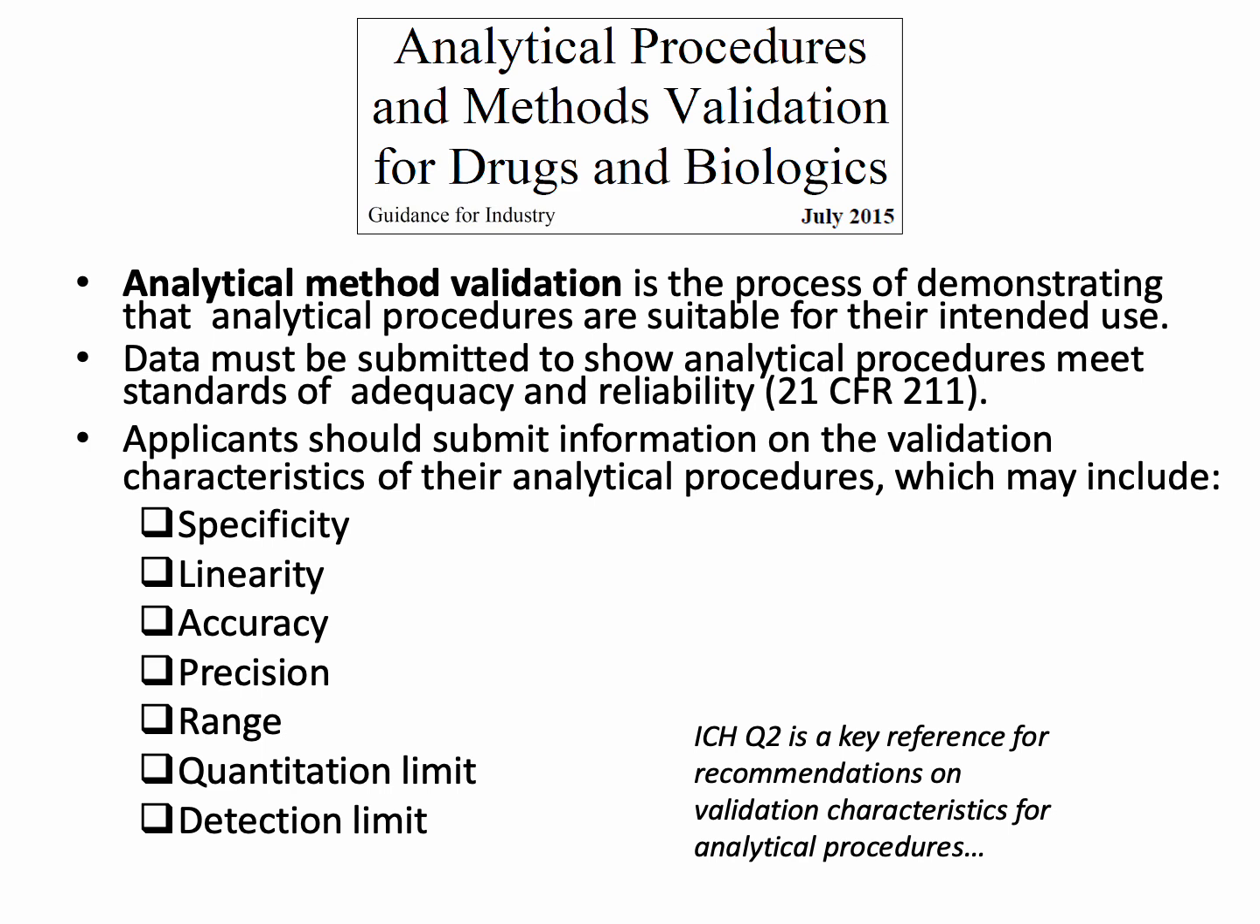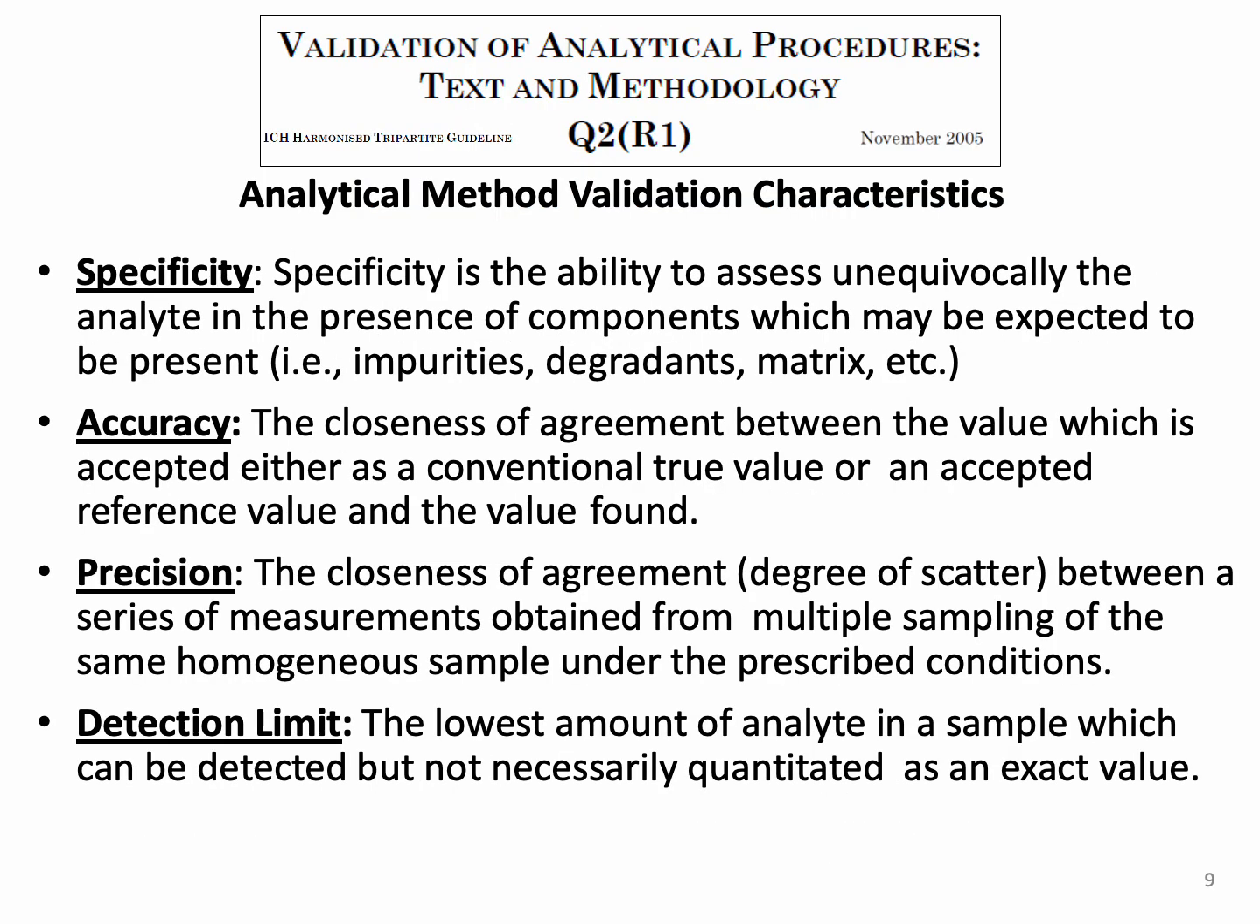So applicants, based on, again, this guidance for industry, applicants should submit information on the validation characteristics of their analytical procedures, which may include specificity, linearity, accuracy, precision, range, quantitation limit or detection limit, etc. So they are all, of course, again, we can use ICH Q2, which is a key reference for recommendations on validation characteristics for analytical procedures.